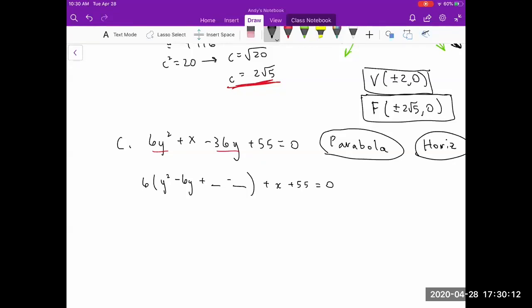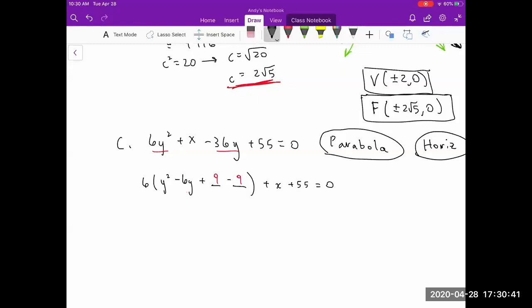Okay, so let's see. What do I add and subtract to complete the square? It's half of this one squared. Now half of 6 is 3, and that squared is 9. So we're going to add and subtract 9 here. All right. So let me erase this just so I have room for that.